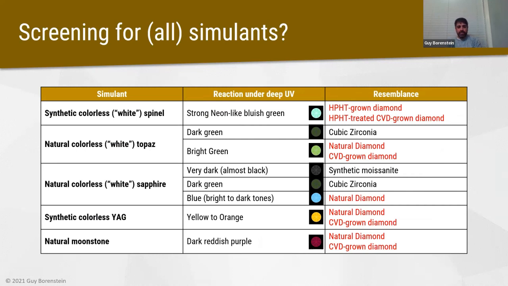So this is a list of colorless stones that can be found in Stellar Gemstones inventory. And I'm showing you here the colors that you will get in this screener and the resemblance of the results here. You can see that all the red ones actually look like diamonds, whether natural or lab-grown.